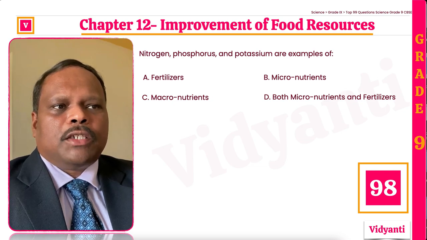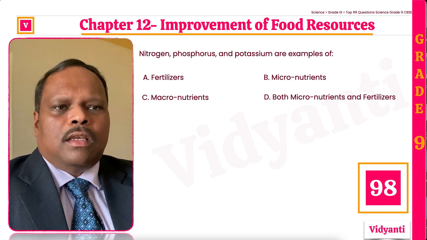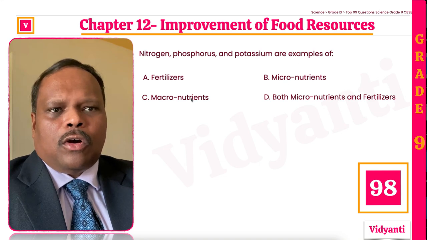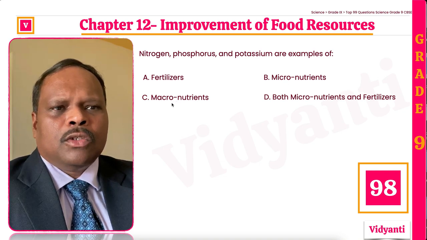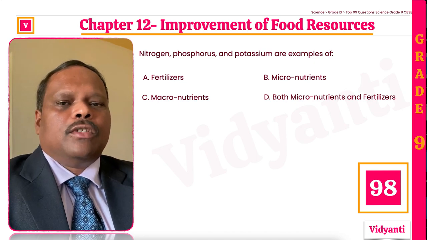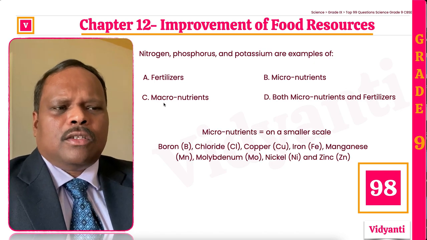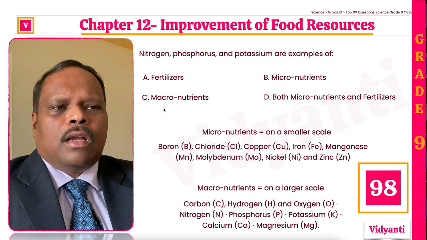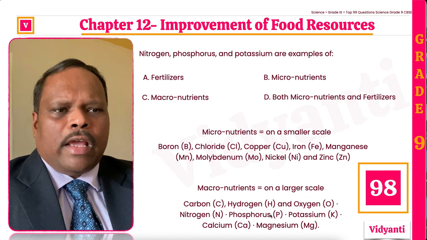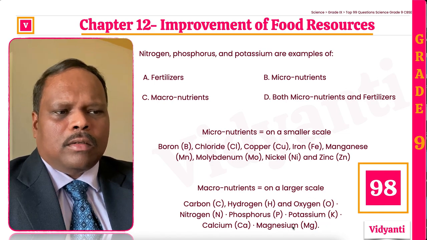Nitrogen, phosphorus, and potassium are examples of what? Well, the key word here is either micro or macro. So these are examples of macronutrients. Macro are something which we require on a larger scale. Micro, which we require on a smaller scale. So I have given some examples here of micro and macro. Nitrogen, phosphorus, and potassium will be in the macro group. It should be phosphorus.